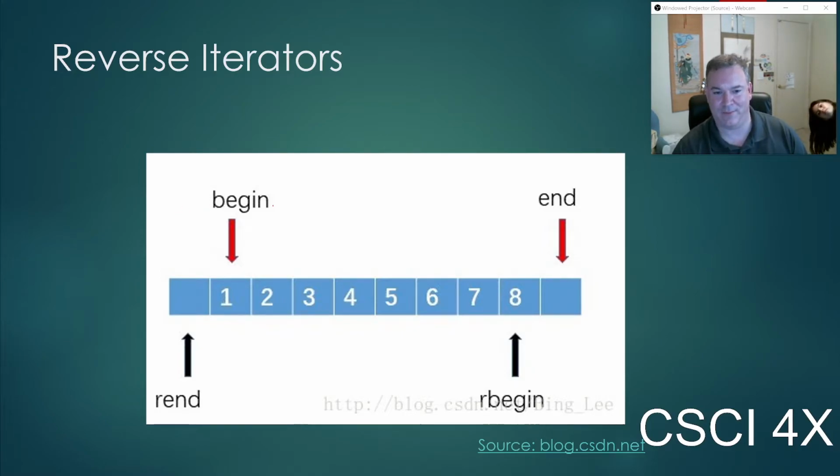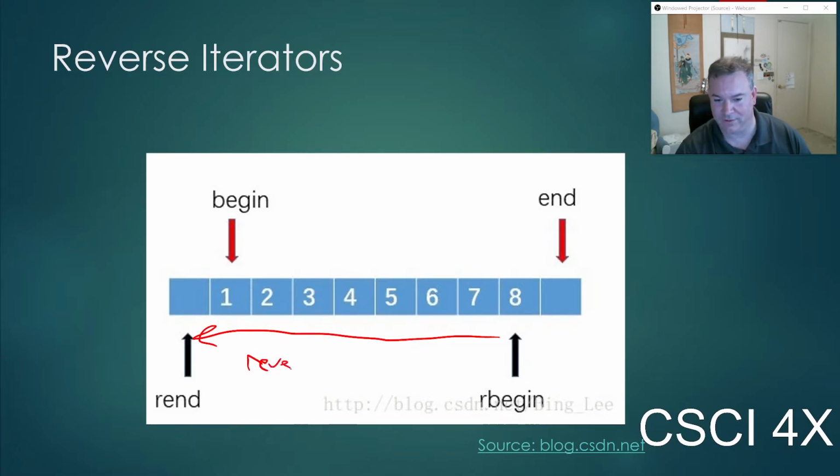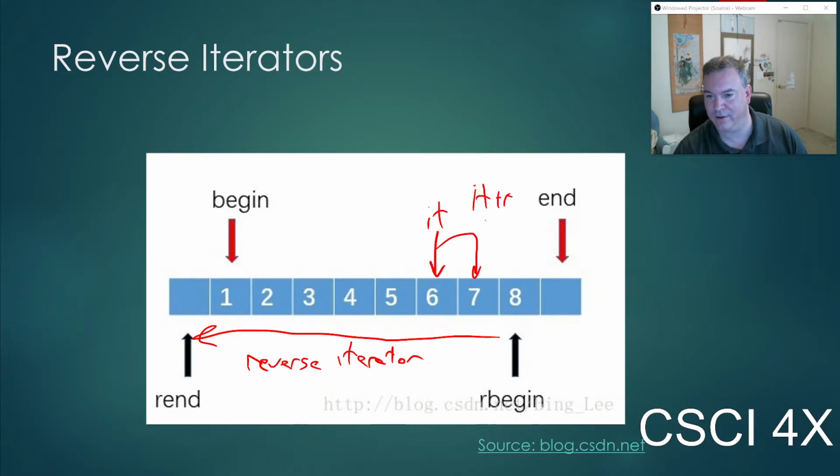You know how I said there's vector.begin and vector.end? There's also vector.rbegin and vector.rend. So if you want to go backwards, these are reverse iterators. If you had an iterator here, and if it was a normal iterator, iterator plus plus would be this one, right? With a reverse iterator pointing here, iterator plus plus would go this way. So every time you add to a reverse iterator, it goes backwards. So rbegin plus 1 is this one. rbegin plus 2 is that one.